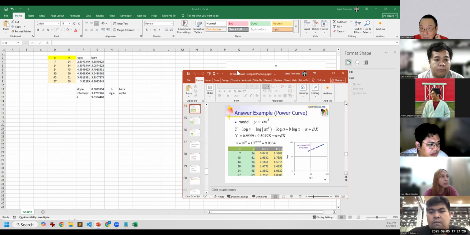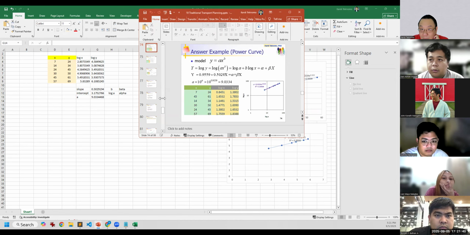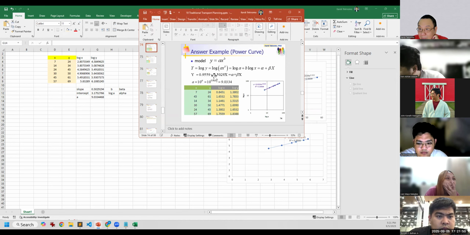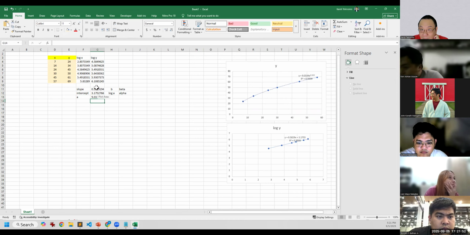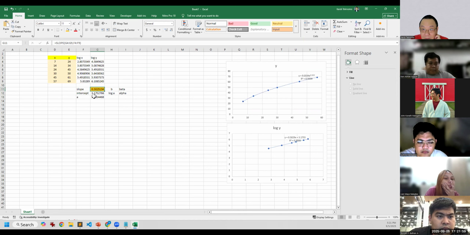See this? Even though we use different base values, here we use 2 and here we use 10, we get exactly the same 9.03, and then the slope beta is the same also, 0.5, right? So this is the result. This is the actual result, so I will put orange here.